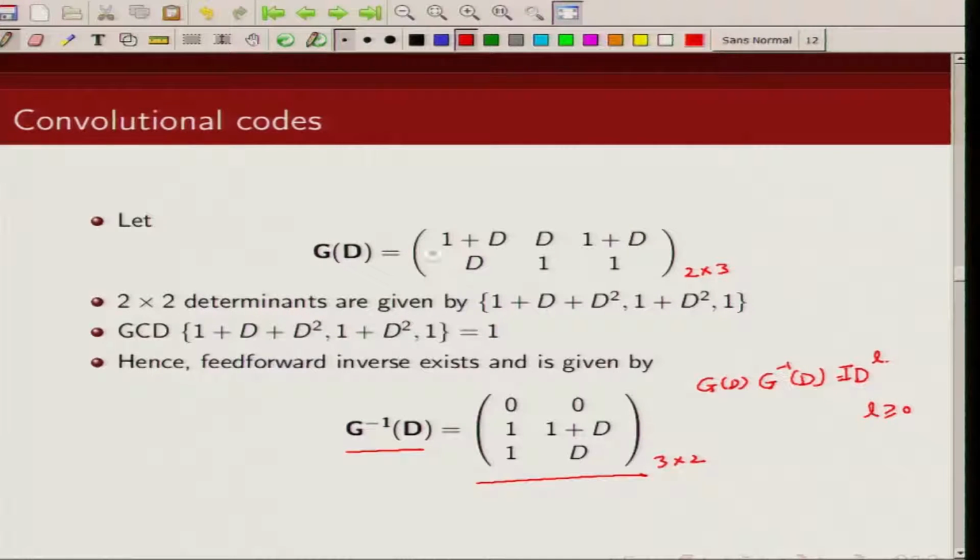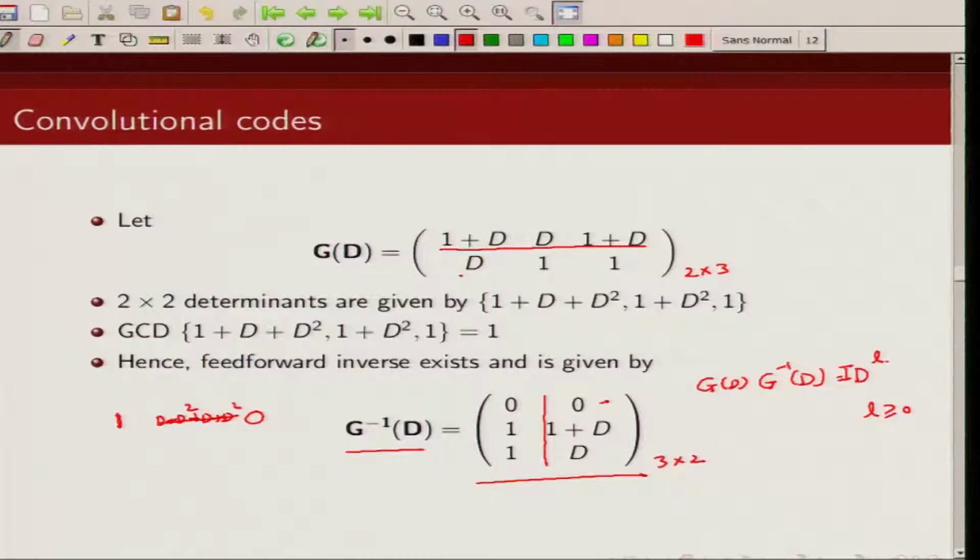So, let us just work it out. This will be 1 plus d times 0, that is 0, and then you have d times 1 and this is 1 plus d. So, the first term will be 1. Then multiply this by this: 1 plus d into 0 is 0, d into 1 plus d would be d plus d square, and then 1 plus d into d is again d plus d square. So, this will be 0.